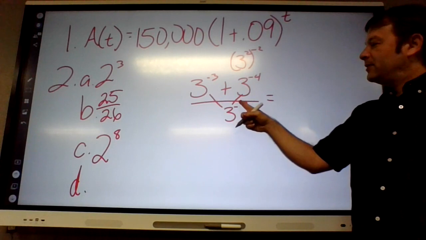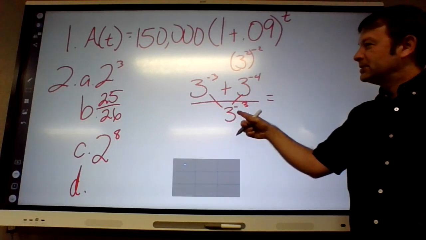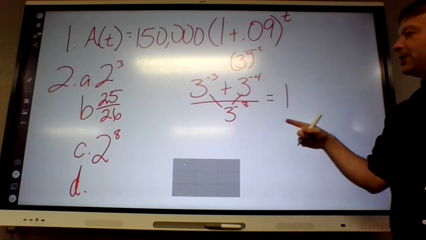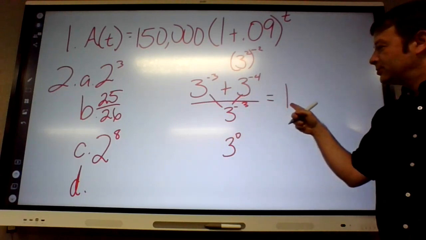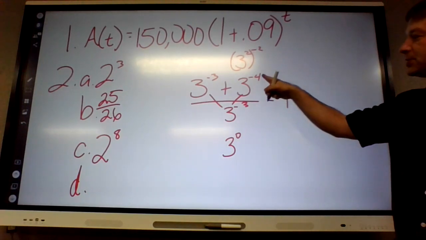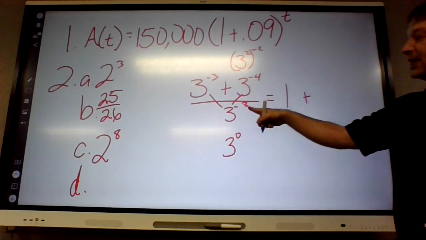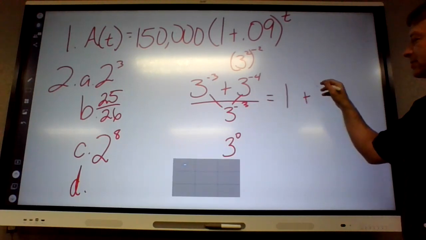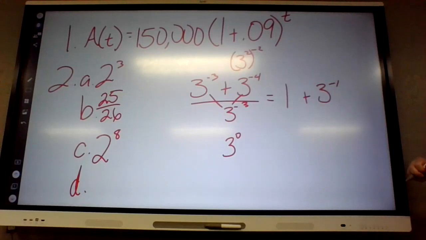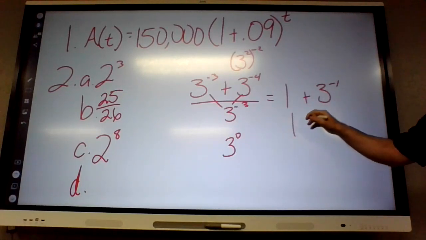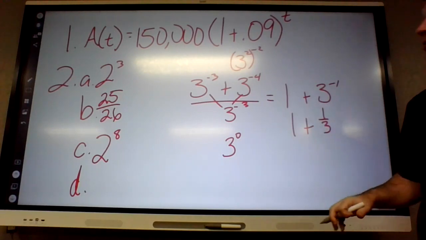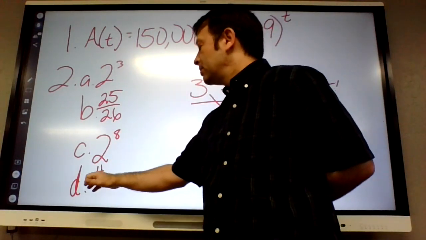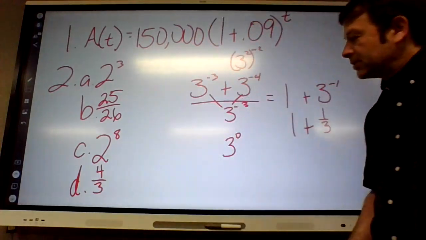What's 3 to the negative 3rd divided by 3 to the negative 3rd? 1. You could say negative 3 minus negative 3 is 0, and 3 to the 0 is 1. Plus negative 4 minus negative 3. Negative 1. So yeah, that is 3 to negative 1, which is 1/3. So it's 1 1/3, or the book probably wrote 4/3.